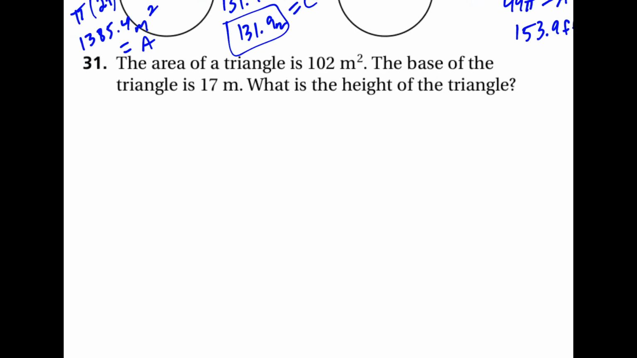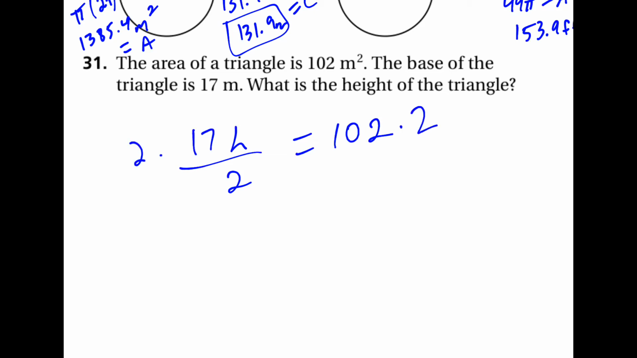For 31, I have to work backwards. So base times height divided by 2 is equal to 102. And they tell me the base is 17, so I can plug that in. And let's multiply both sides by 2 to cancel this out. I have 17h is equal to 204. If I divide both sides by 17, I get that the height is 12 meters.